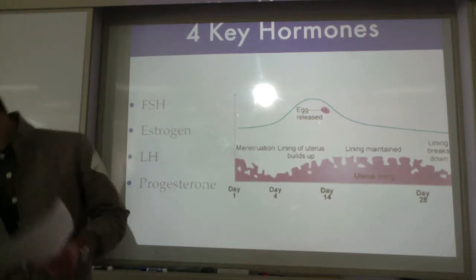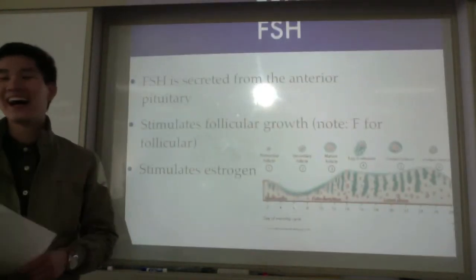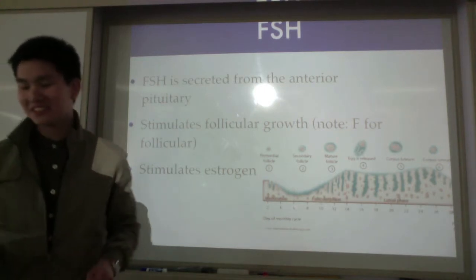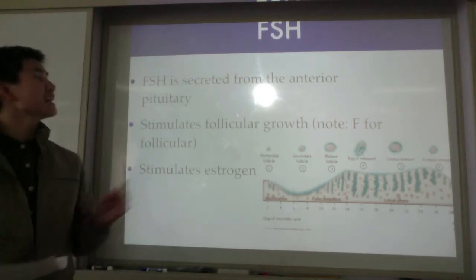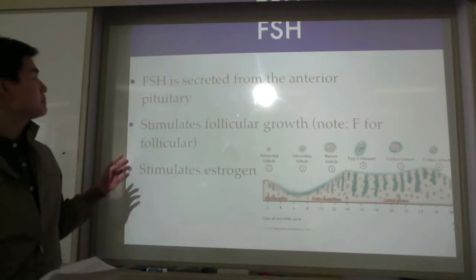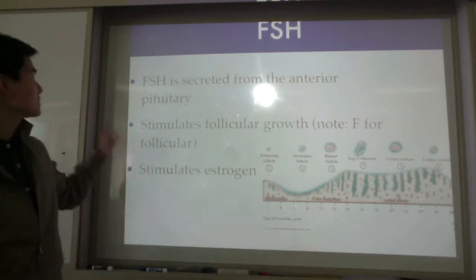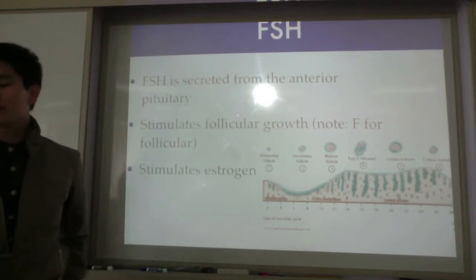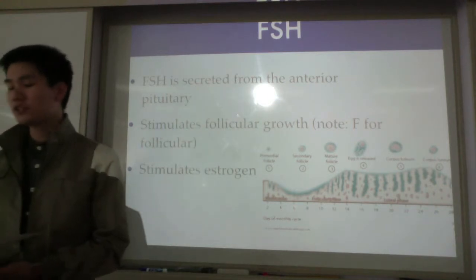Now, at the beginning of your menstrual cycle, follicle-stimulating hormone, FSH, is produced by the pituitary gland in your brain, more specifically the anterior pituitary. And this is the main hormone involved in stimulating your ovaries to produce mature eggs.